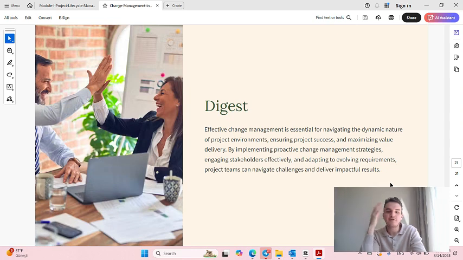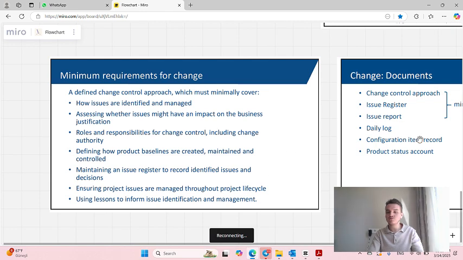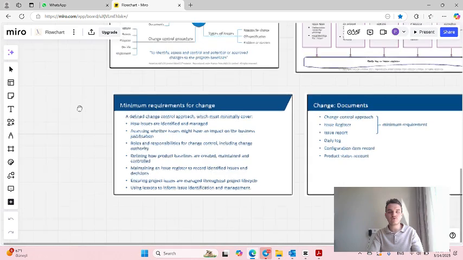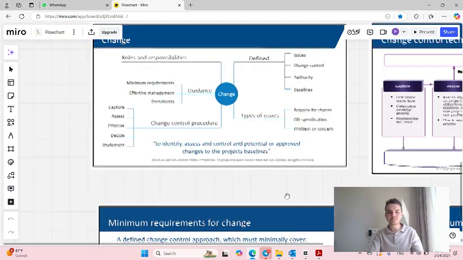So effective change management is essential for navigating the dynamic nature of project environments, to ensure project success and to maximize value delivery. By implementing proactive change management strategies, engaging stakeholders effectively, and adapting to evolving requirements, project teams can navigate challenges and deliver impactful results. And I want to dedicate the rest of this lecture to talking a little bit more about the framework.